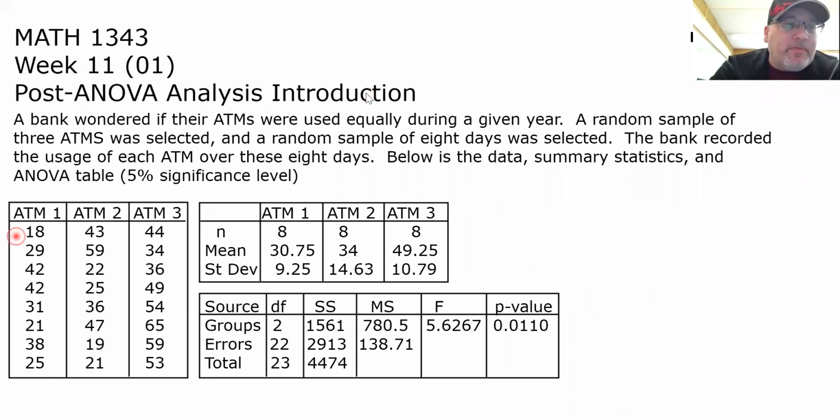All right, so over here, we have the samples gathered from each ATM. For the first ATM, these 8 numbers are the number of times the ATM was used each of those 8 days. Right here, we have the same thing for the second ATM, and right here we have the same thing for the third ATM. In this table, we have the sample sizes, which were all 8. The mean number of times the ATM was used over the 8 day period: 30.75, 34, and 49.25. And the standard deviation of each sample: 9.25, 14.63, and 10.79.